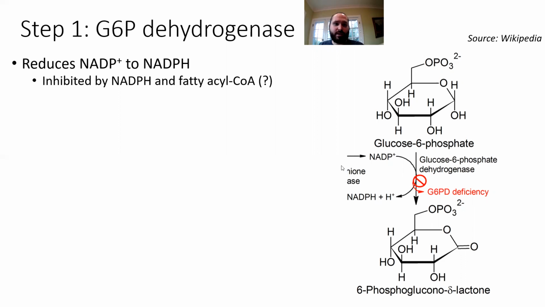This enzyme, glucose 6-phosphate dehydrogenase, is inhibited, of course, by NADPH. That would make sense. If we have NADPH, and this is the committed or rate limiting step of pentose phosphate, if we have NADPH, it would make sense that we don't want this enzyme to be active. Don't worry about G6P deficiency. It's also inhibited by fatty acyl-CoA. So why might that be? Why might this enzyme be inhibited by fatty acyl-CoA?